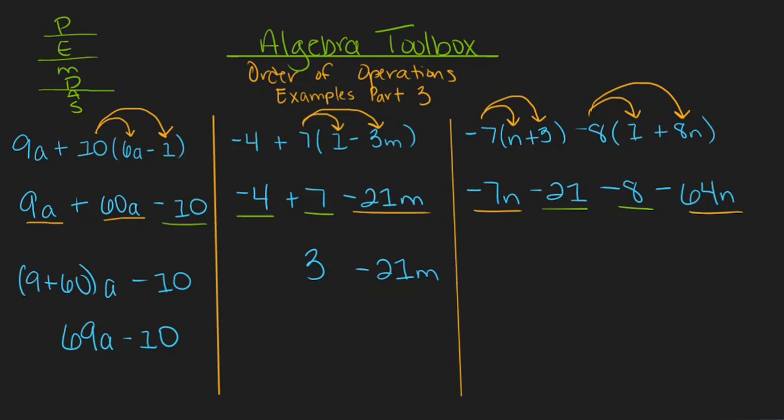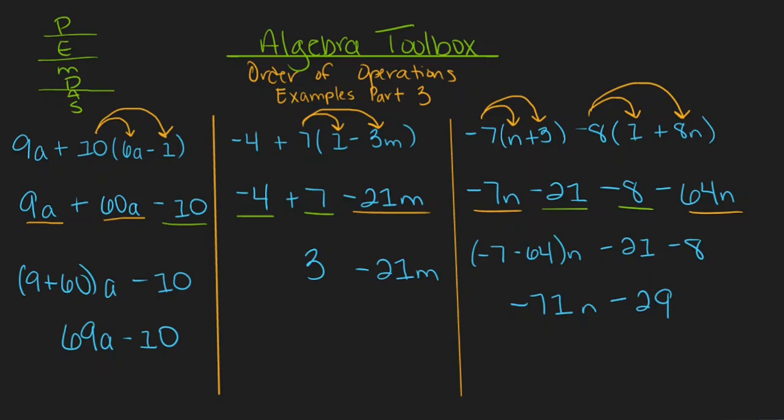We could start anywhere that we wanted to, but I'll just start with the variables. So we have negative 7n and negative 64n. This means I really have negative 7 minus 64, and then times n. Well, negative 7 minus 64 is negative 71. So really, I have negative 71n. And then negative 21 minus 8 would be negative 29.